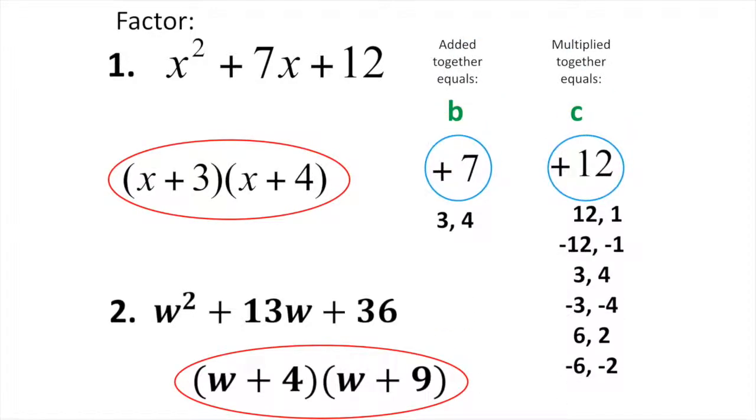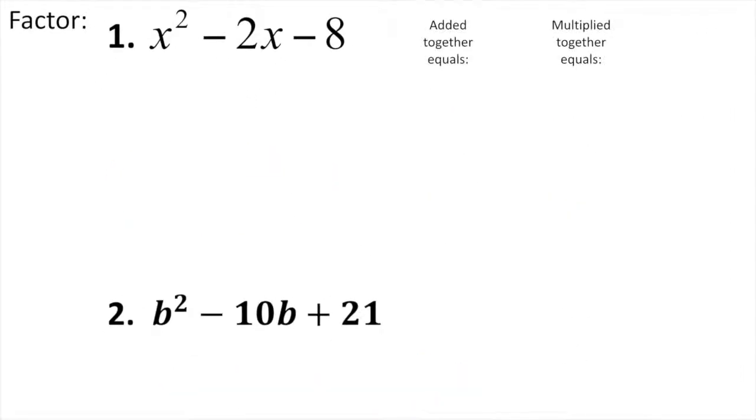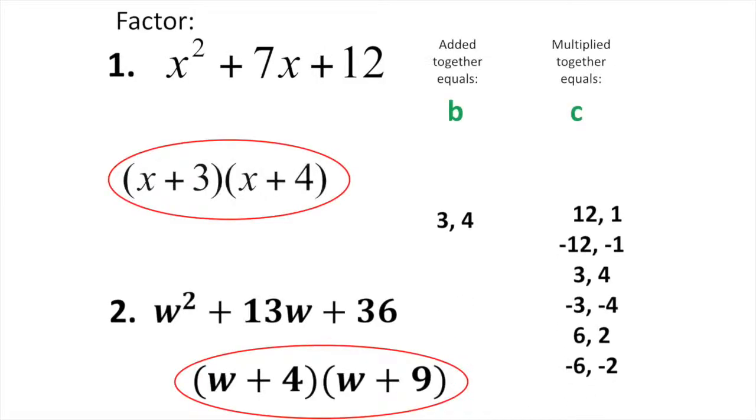Check your answers here. All right, hopefully you got both of these. Remember, we need to use the correct variable, so don't use x plus 4 and x plus 9. That would not work. It needs to be a w here in this case.